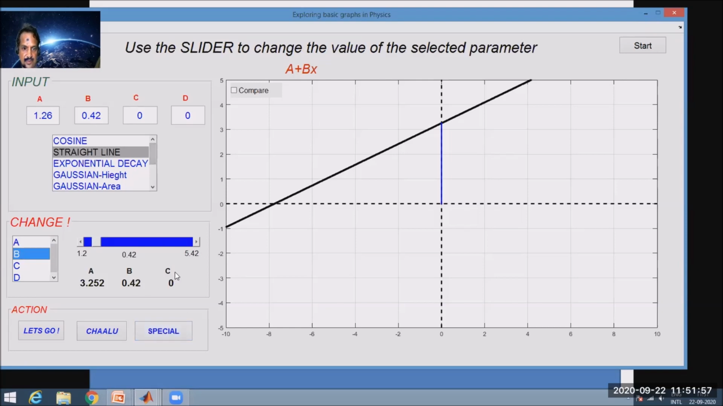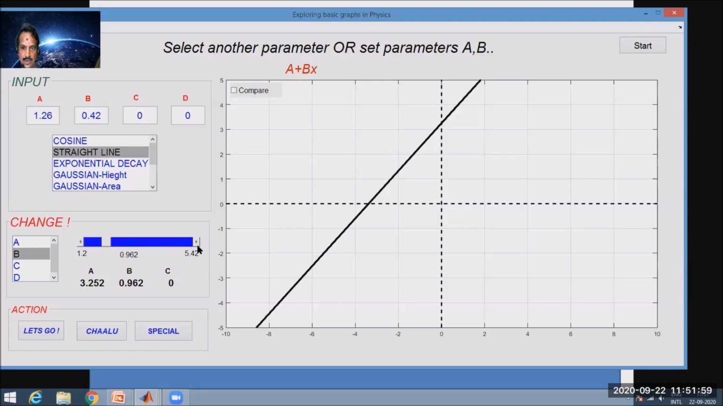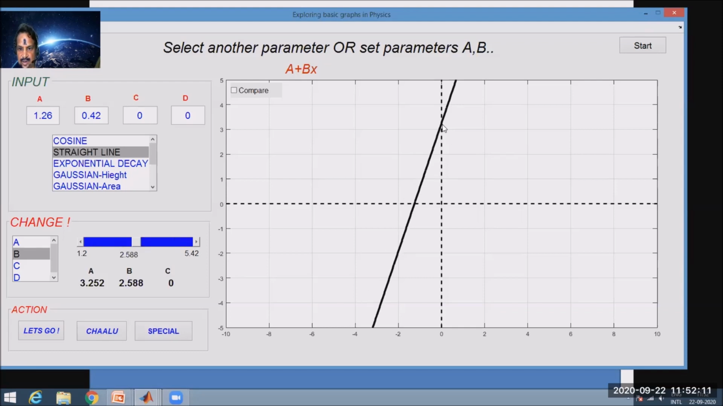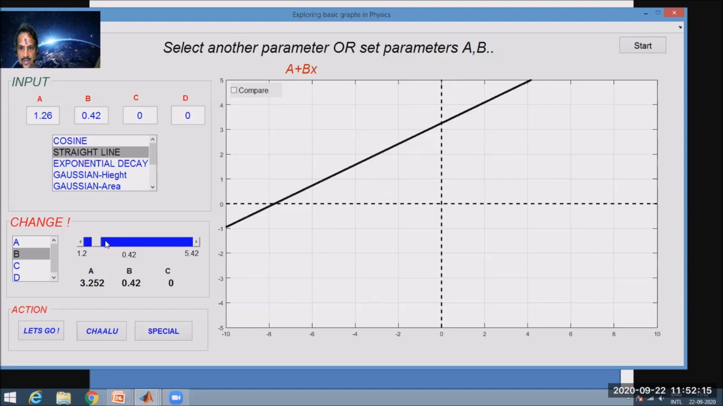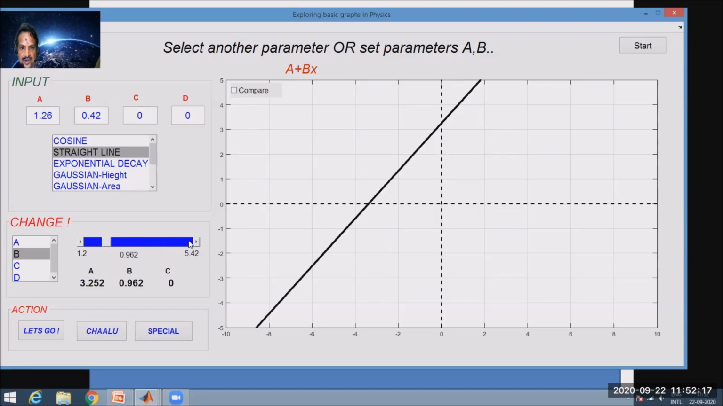So to start with, b is 0.42. Okay, so let us look at b. 0.96, 1.5, 2.06. As you can see, the intercept is remaining the same, but the angle is changing. So let us superimpose and see.